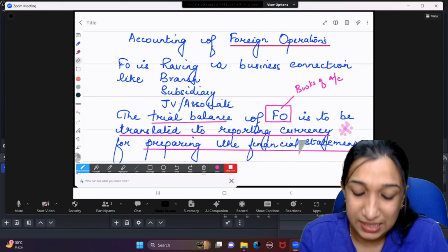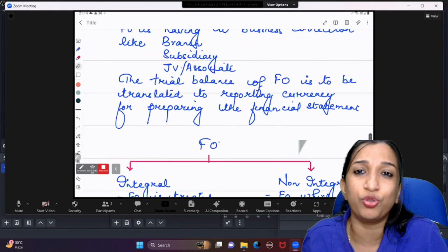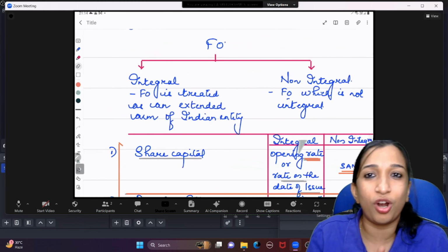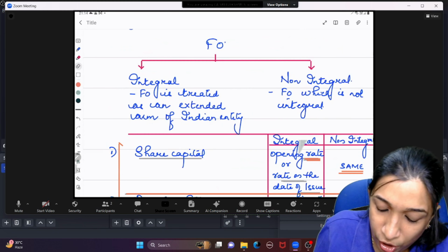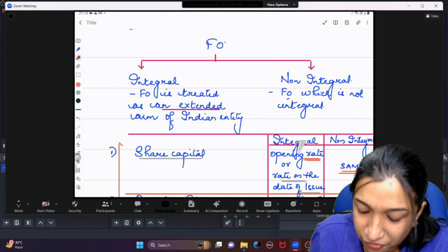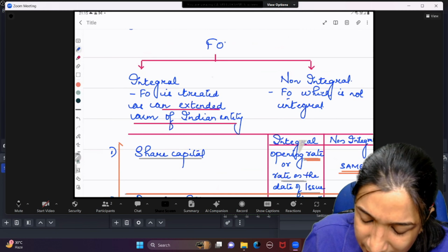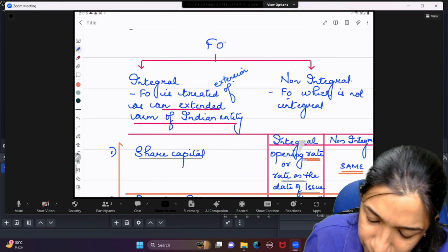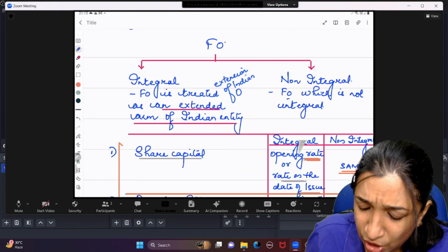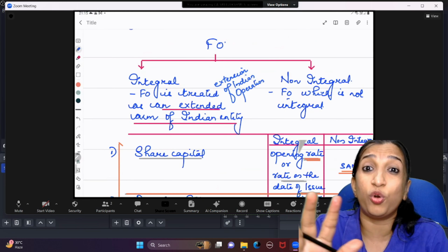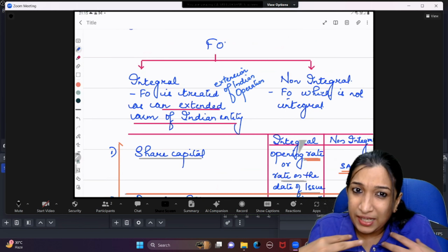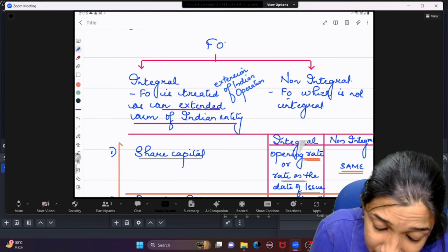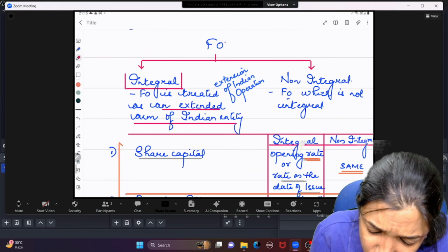For the purpose of translation, foreign operation is divided into two. Integral, non-integral. What is integral? Foreign operation is treated as an extended arm of Indian entity. Foreign operation is treated as an extension of Indian operation. It's very important. You should have that foreign operation. Then only you can survive. This Indian company can survive only with the help of foreign operation. That is what integral means, very important kind of transactions.